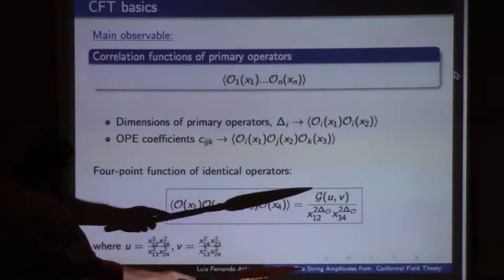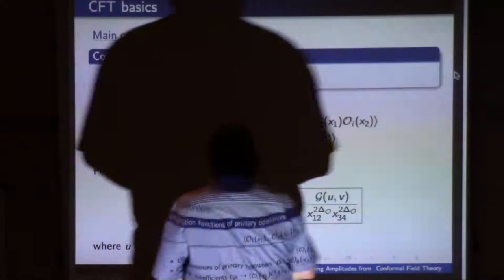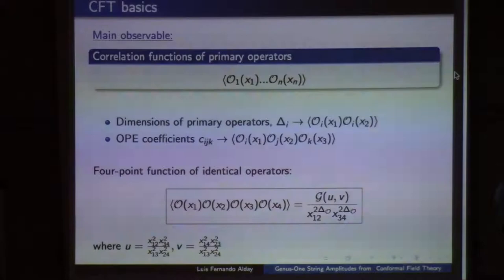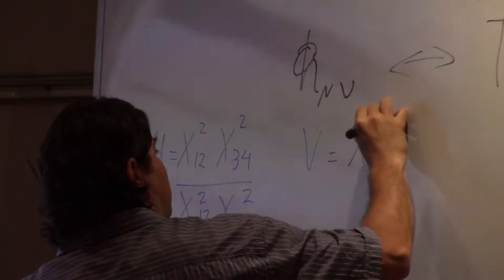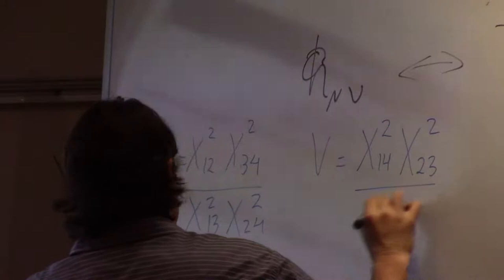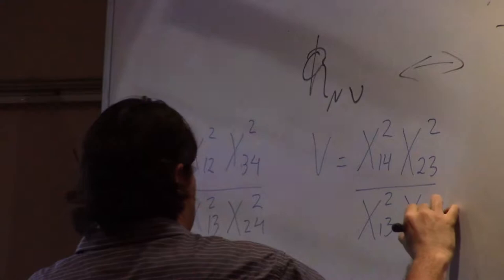And let me put expressions for the cross ratios here. So U is x12 squared x34 squared over x13 squared x24 squared, and V is equal to x14 squared x23 squared, divided by x13 squared x24 squared.